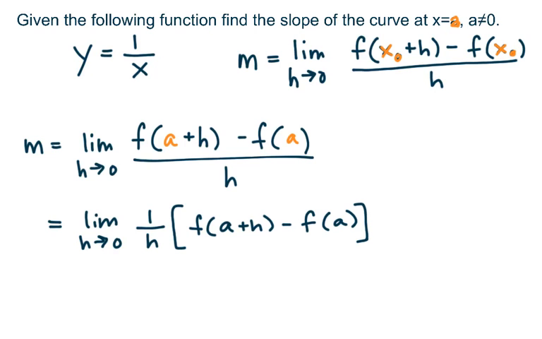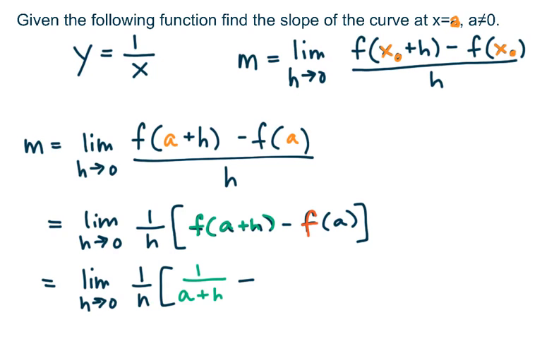So what is f of a plus h? Well, that would be me taking a plus h and plugging it into my function for x. So this gives me the limit as h approaches 0 of 1 over h times 1 over a plus h, minus f of a, which would be the same as me taking a and plugging it into my function, so that would give me 1 over a.